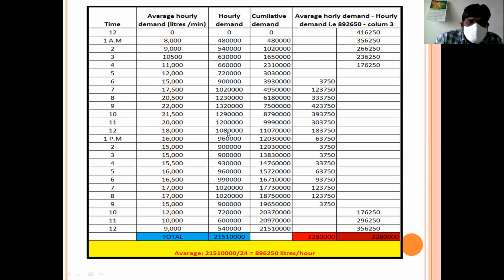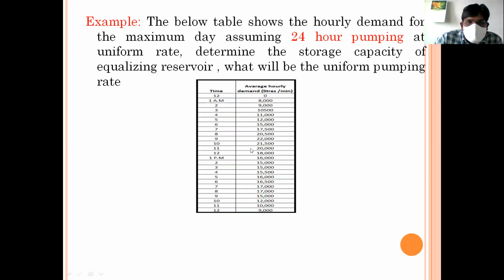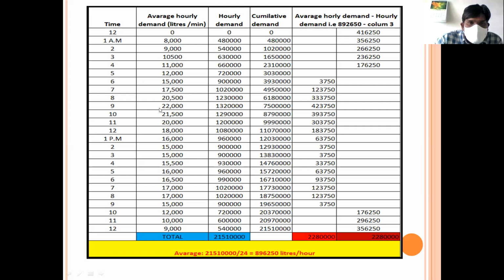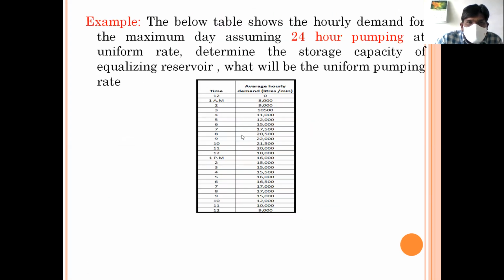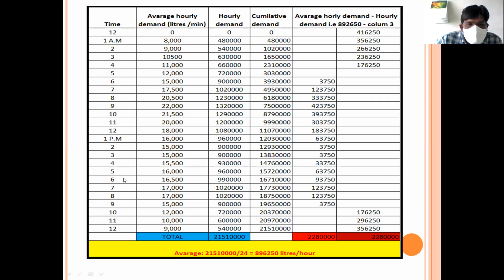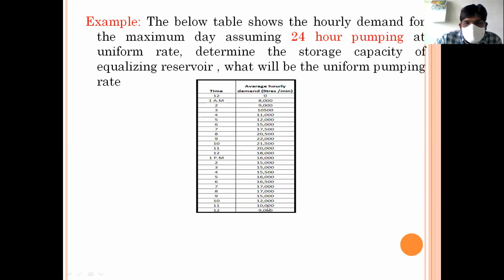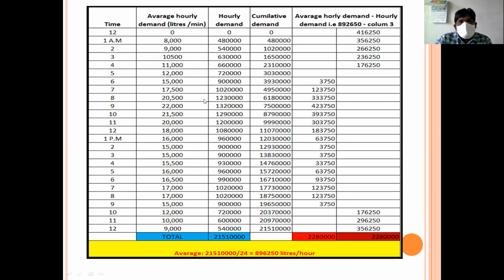These two columns are given from the given data. See here, 1 a.m. 8,000, 6 a.m. 15,000, and 6 p.m. 16,500. In the same way, at 11 p.m. 10,000. That means this is the given data we are trying to solve. This is the average hourly demand. These two columns are already given.